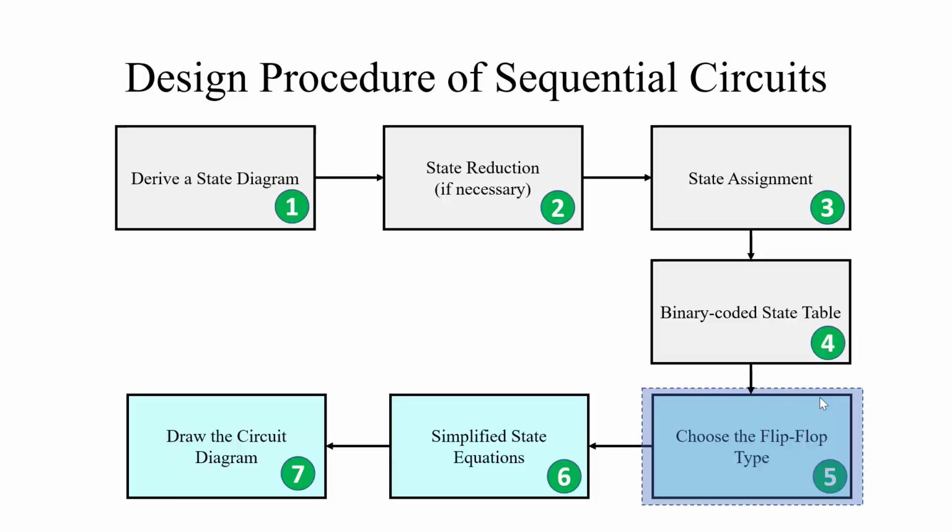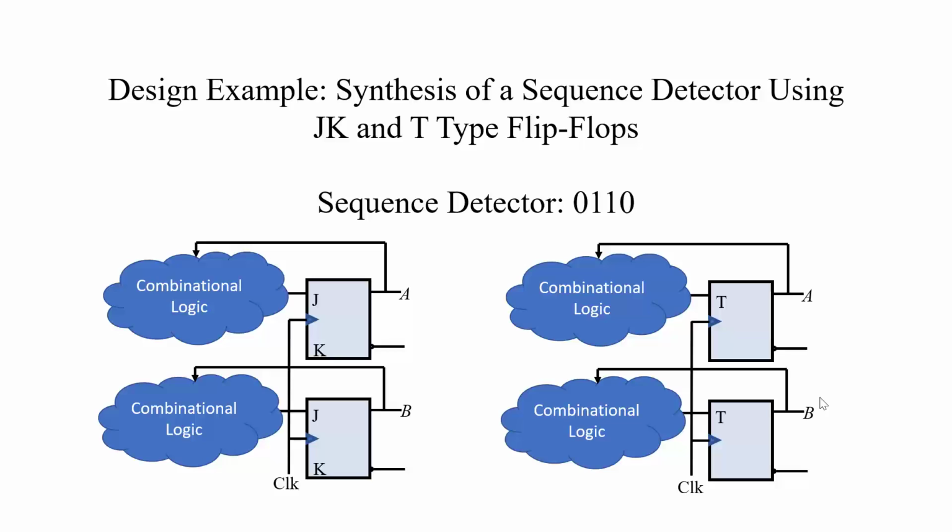Essentially, the focus of this lecture is that if we choose JK or T-type flip-flops, then how will our steps 5 to 7 differ from the implementation that we have seen in previous lectures. So for the purpose of learning the synthesis or implementation using JK and T-type flip-flops, we'll use an example of a sequence detection problem that we have covered before: 0110.